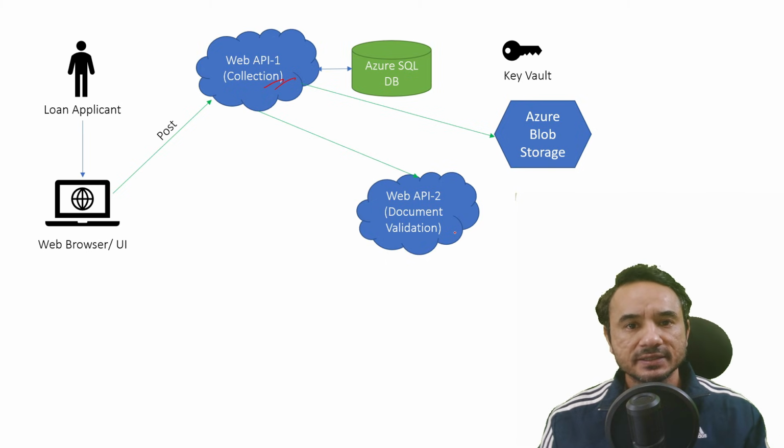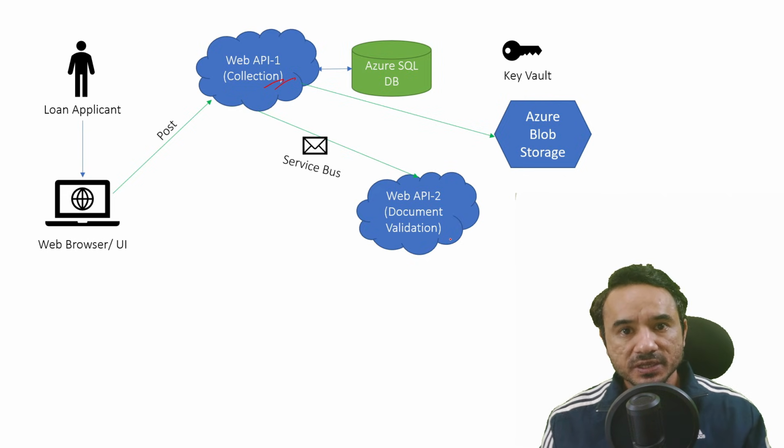The second question you might ask: how are we sending the data from the first API to the second API? This is a very important question. How are we managing sending the data from one service to another service? The thing we are using here is Service Bus. Service Bus is a message broker in Azure.